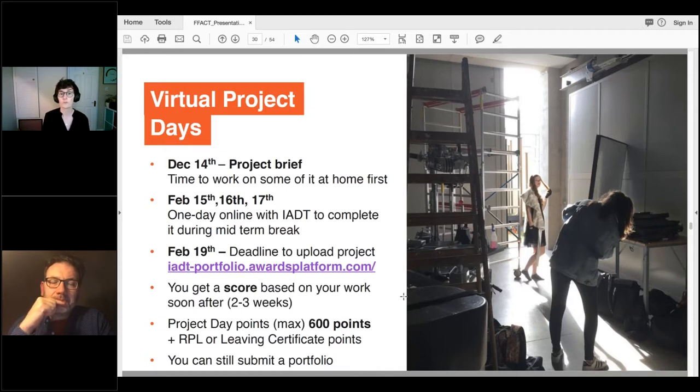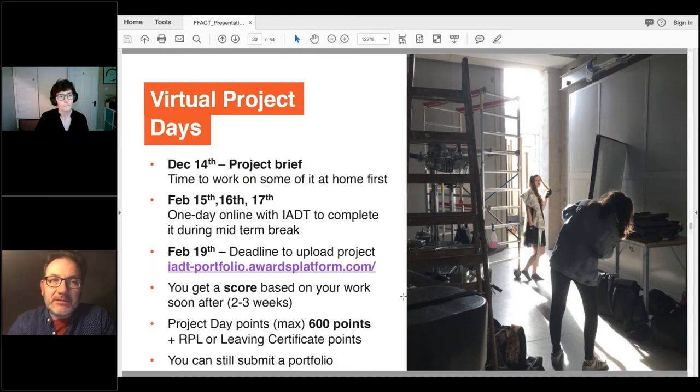Some people do both. So some people say, listen, I'm going to put my portfolio in and I'm going to do the project day. And we score both and you choose the higher score, basically. Or you don't choose the higher score, but you get given the higher score. Whichever one gets you a higher score is the score that gets added to your Leaving Cert or your RPL score or whatever your other points are coming from. So it's not essential. It's an alternative and you can do both if you want to.